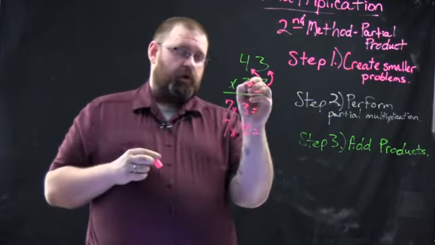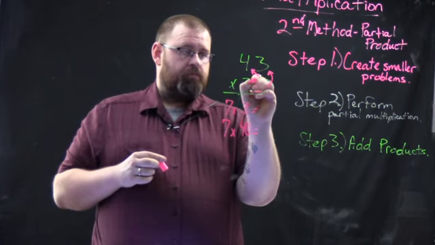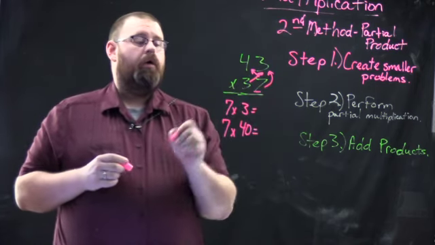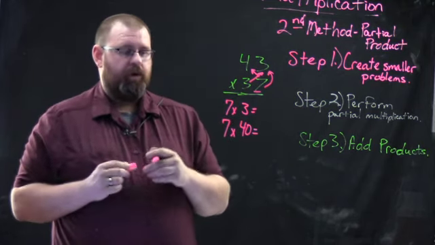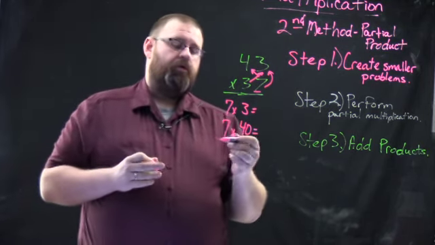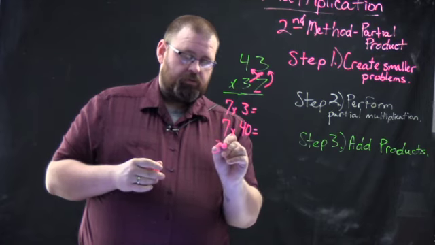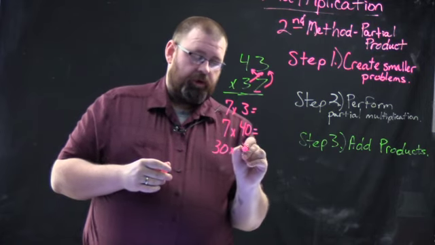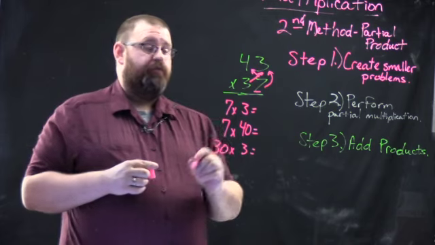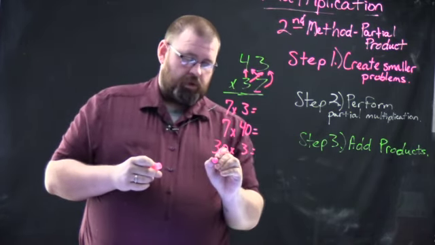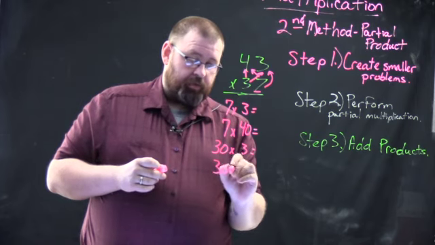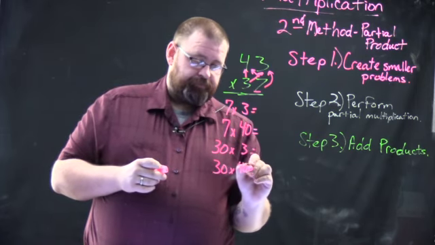Now we're going to look over here at the next digit for the 37 on the bottom. That 3 does not represent 3, but it really represents 30. So we're going to have 30 times 3. And finally, we're looking at that 30 again, and we're going to look up top where it's 40. So it's going to be 30 times 40.